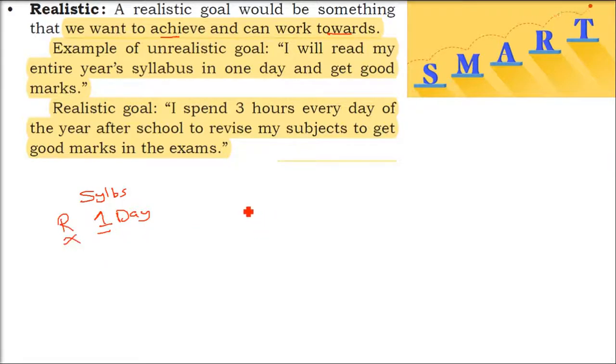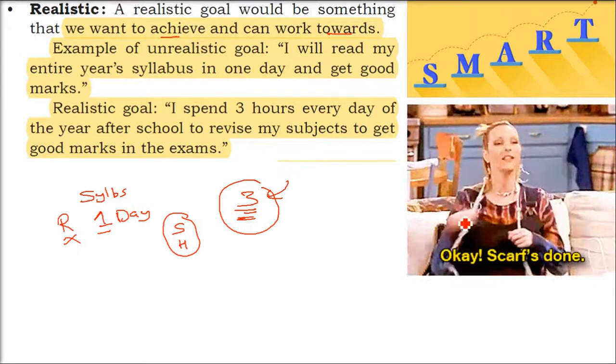But normally, like you and me, normal people, you can say, "I will spend 3 to 4 hours every day of the year after school. Whatever is being taught, I will revise, and then I will put more effort when the exam comes, and I will try to get good marks." So this is a realistic goal. 3 hours is realistic. 4 hours is realistic. Okay? Because this revision is important, and it is realistic.